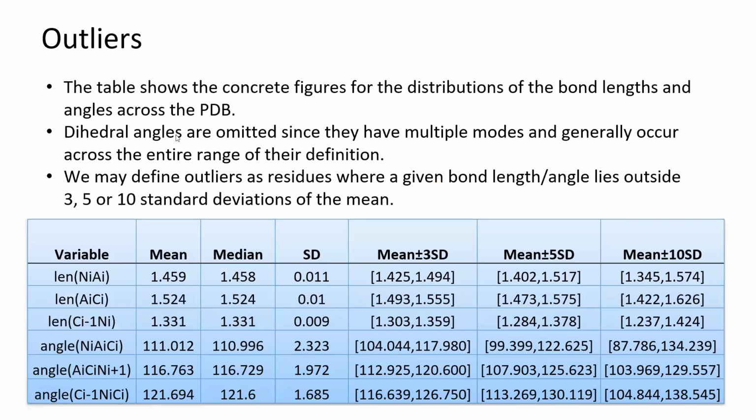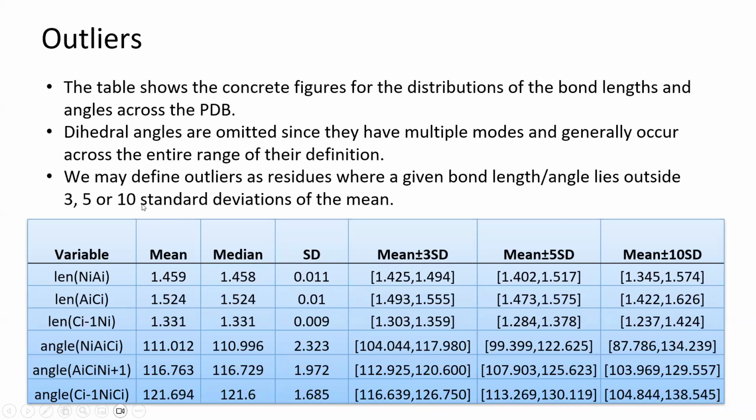So then this is just in table format, some of those distributions, with concrete figures. We've omitted the dihedral angles here just because they have multiple modes and generally occur across the entire range of their definition.